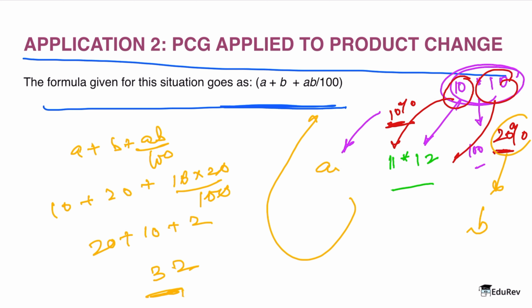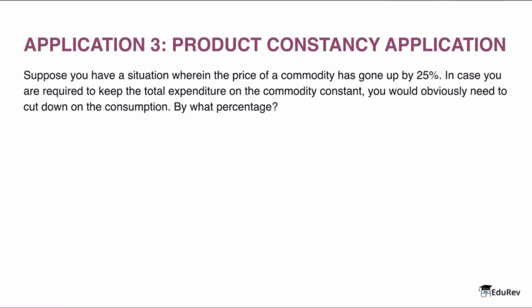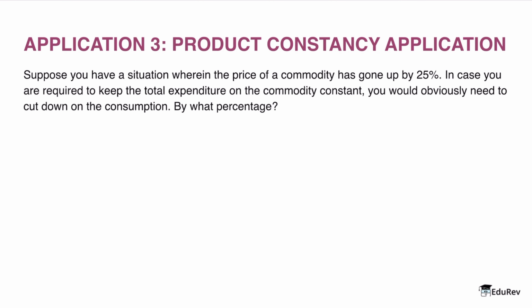So this is what we were talking about, and this is exactly what we are doing. Now 10 and 20 are what? They are the respective percentage changes in the two parts of the product, right? Now this is actually being taught as a shortcut at most of the institutes across the country. Okay, so let's move on to application number 3, that is nothing but the product constancy application.